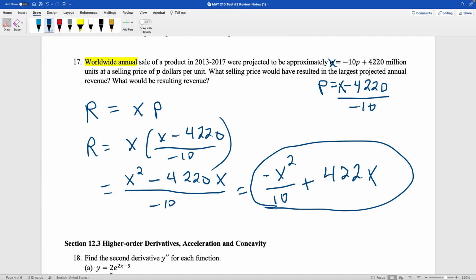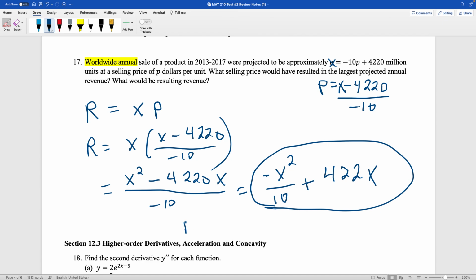If it's multiple choice, it doesn't matter how you do it. You could just graph it and find the vertex, and that gives you the X value. Once you plug that in, because this is now a revenue function, the Y value would be the revenue.